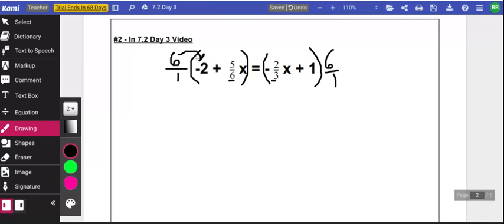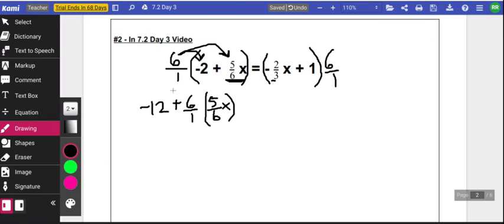So I have 6 times negative 2. That would be negative 12. And I have 6 times 5/6 x. Now, pay very careful attention here. I am distributing a positive 6, right? So I'm going to put positive 6 or positive 6 over 1 times this term right here. And this term is a positive 5/6 x.